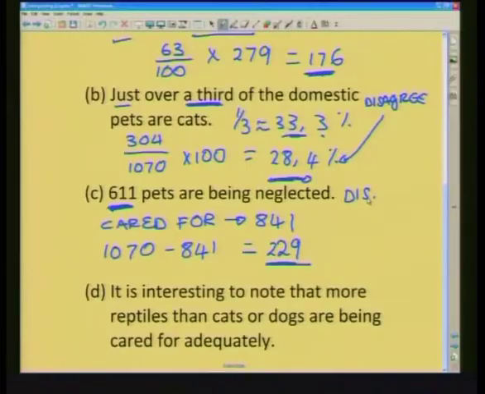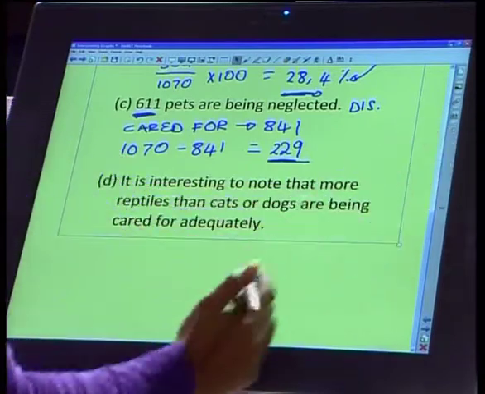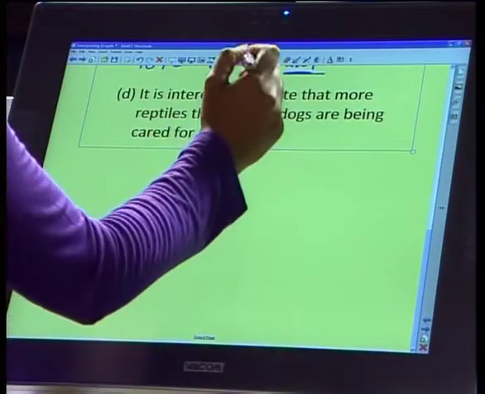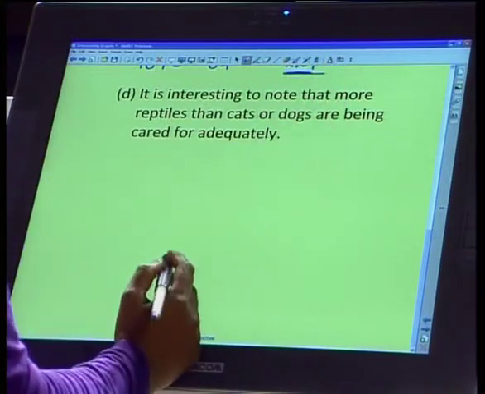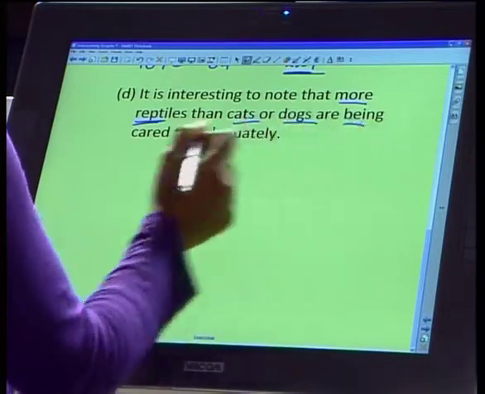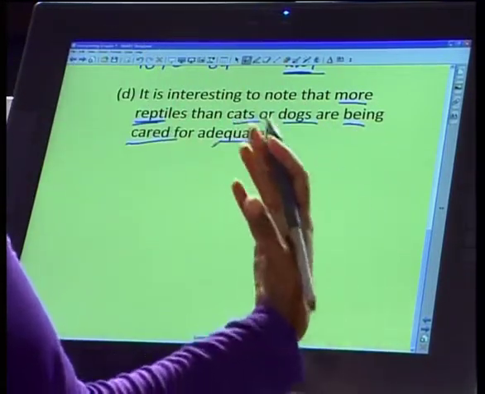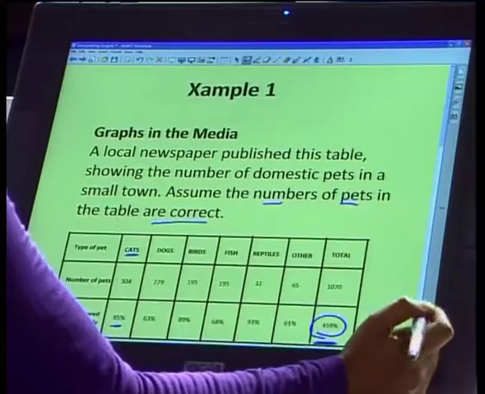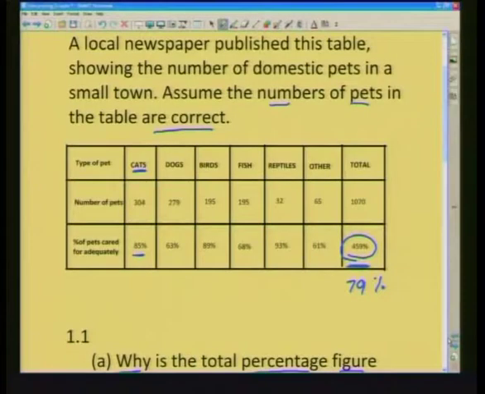All right, guys, let's do the last part of example 1.2. They say that it is interesting to note that more reptiles than cats or dogs are being cared for adequately. So they say basically that more reptiles than cats or dogs are being cared for adequately. Do we agree or do we disagree? Let's go back to our table. In the table, we see that there are 32 reptiles, 279 dogs, and 304 cats.